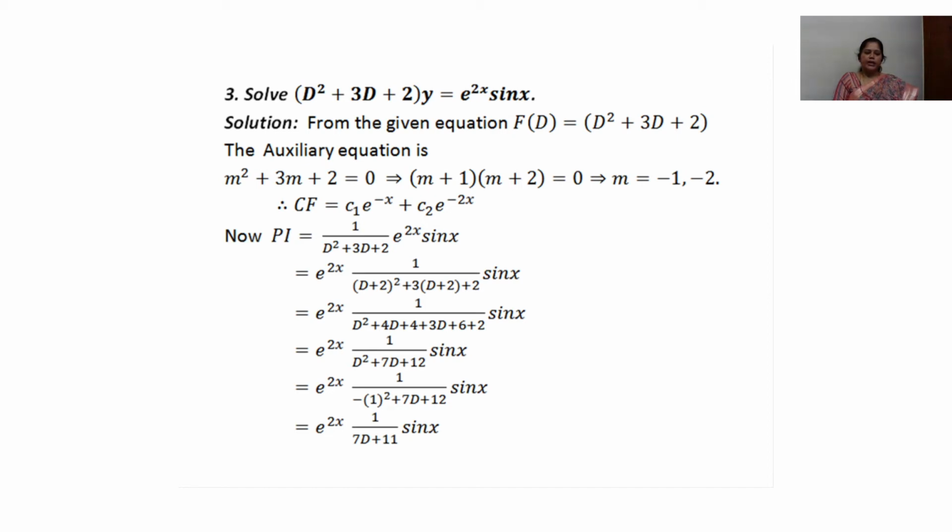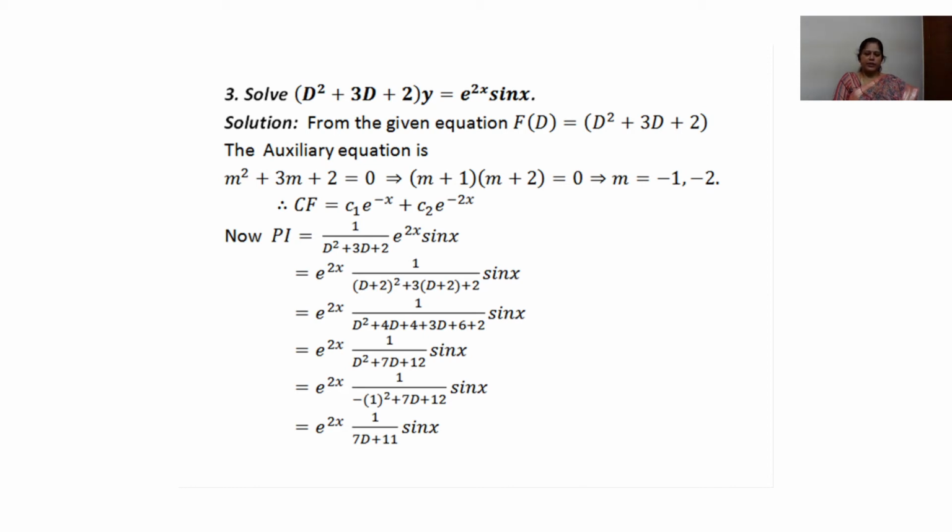Here in the place of f of x we have a combination of e to the power 2x into sin x, meaning a combination of exponential and trigonometric functions. Here also we have to simplify for the exponential function first. Exponential function simplification means in the place of D we have to substitute D plus a, where a is 2. So replace D by D plus 2 in the denominator. We get e to the power 2x into 1 over (D plus 2) whole square plus 3 into (D plus 2) plus 2, into sin x.